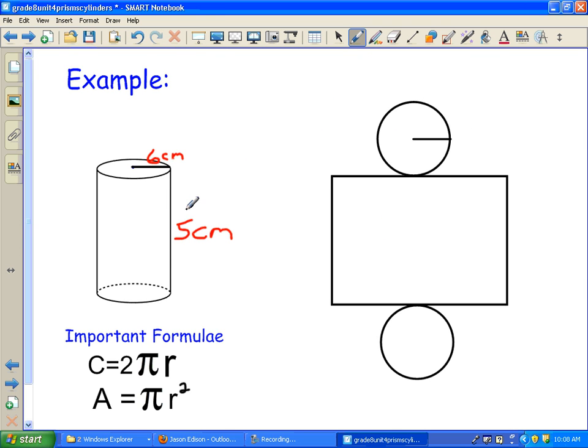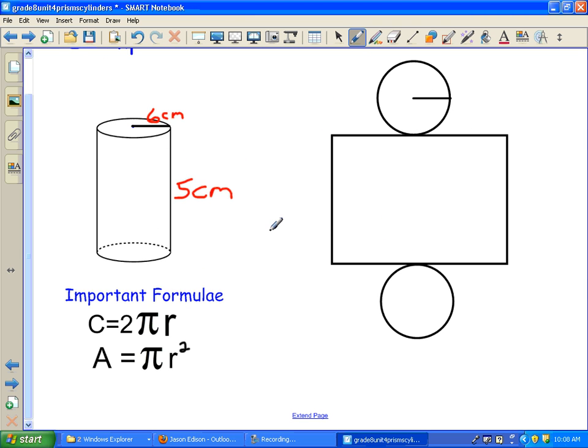Now some important formulas to remember when you're talking about circles: the circumference of a circle, in other words the distance around the circle, is 2 pi r, pi being 3.14. The area of a circle is always going to be pi r squared. So as long as you know the radius, or even if you did know the diameter, you just take half of it for the radius. As long as you know that, you can figure out the area of a cylinder.